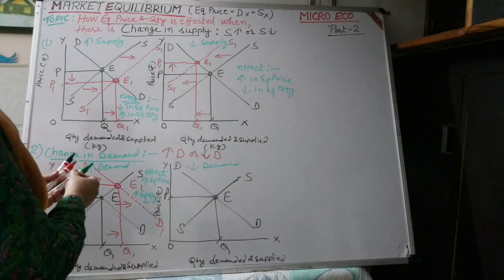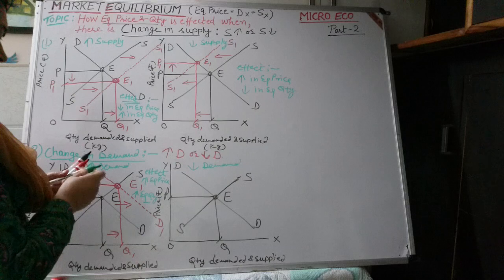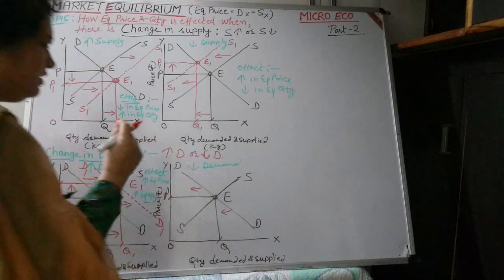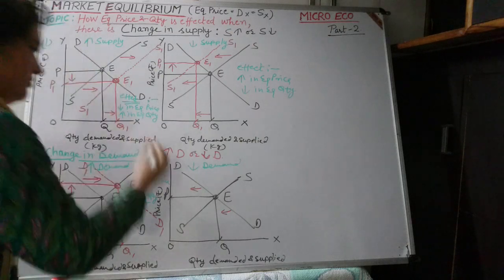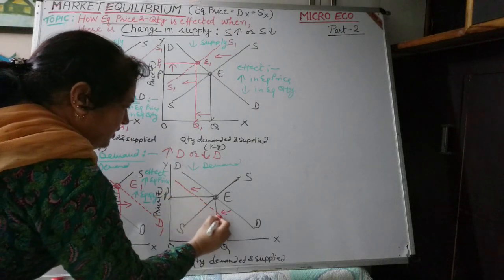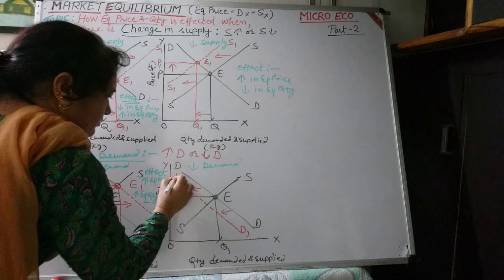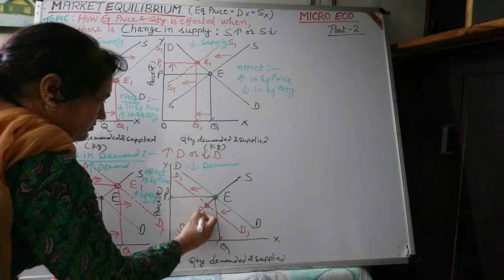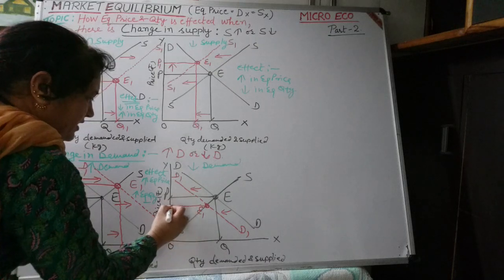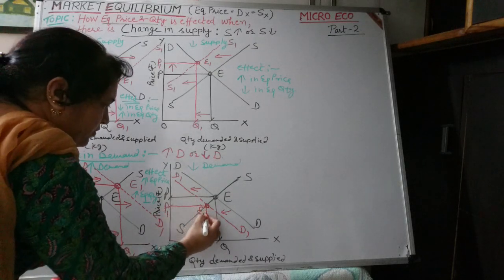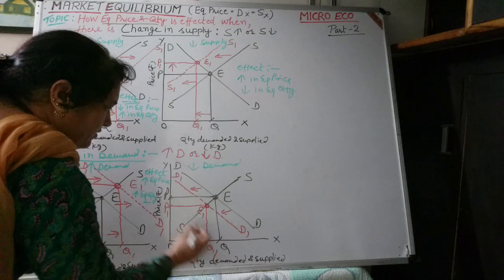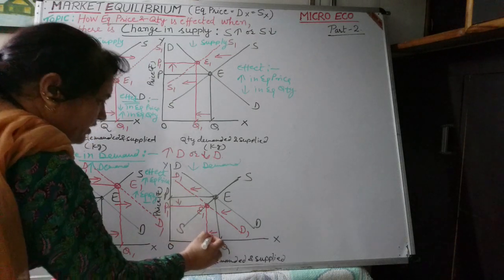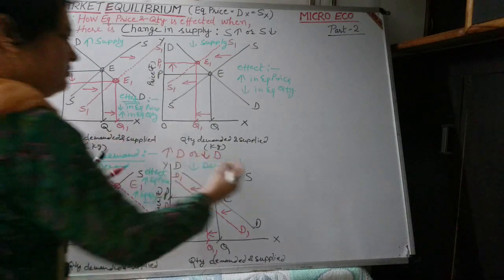In our next diagram we have to clear decrease in demand. Decrease in demand means DD demand curve shifts towards left hand side from DD to D1. New equilibrium point will be E1. New equilibrium price will be P1 and new equilibrium quantity will be Q1. So equilibrium price will diminish and equilibrium quantity will also diminish.